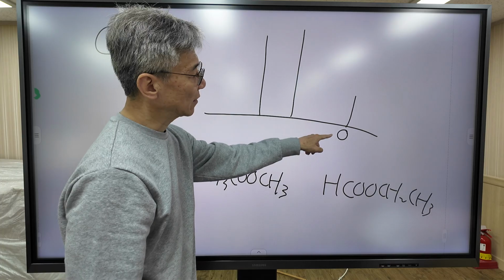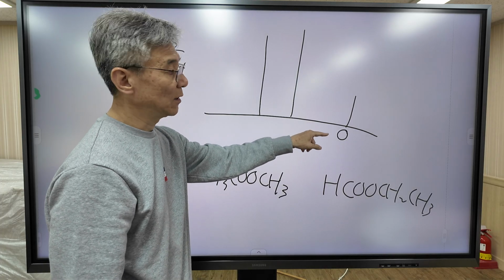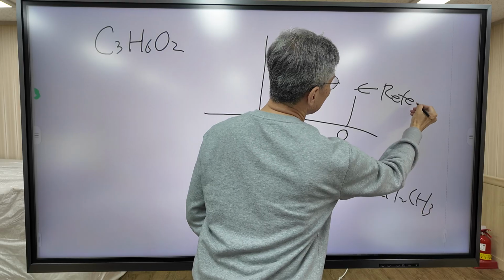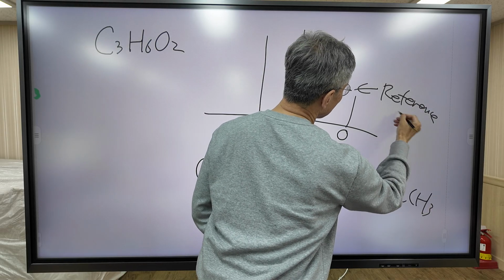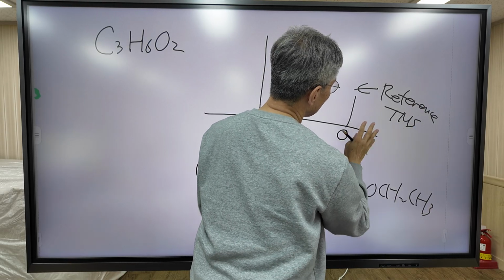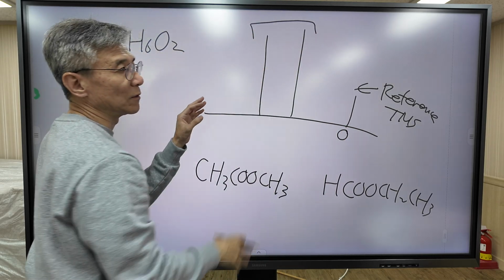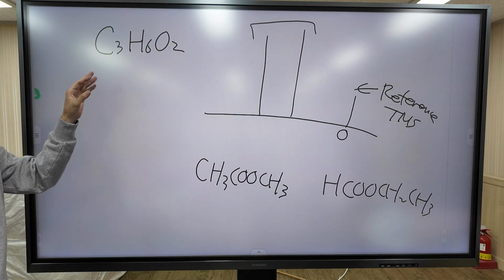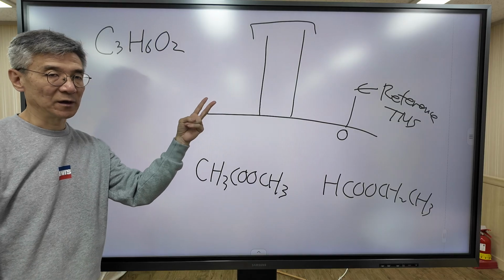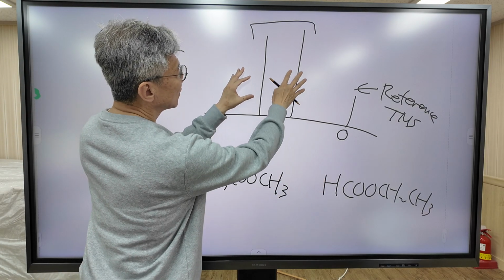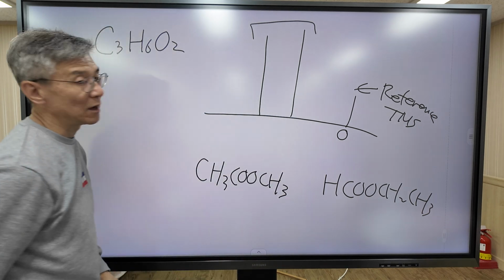This peak does not come from the sample. This peak comes from the reference. So the TMS peak does not come from the sample, and this peak comes from the sample. So when you measure the NMR spectrum, two peaks appear. Then which structure agrees with the NMR spectrum?